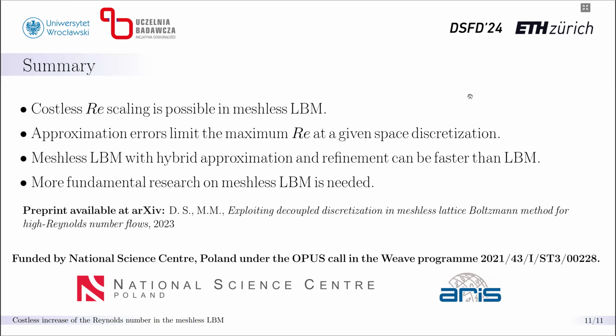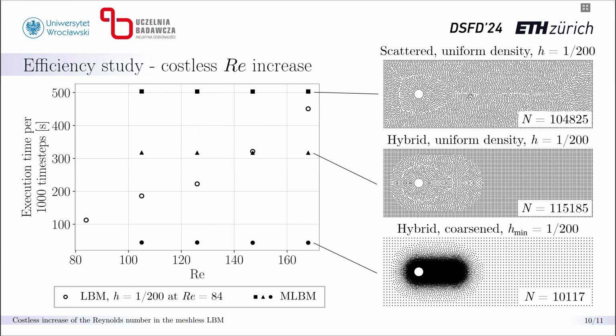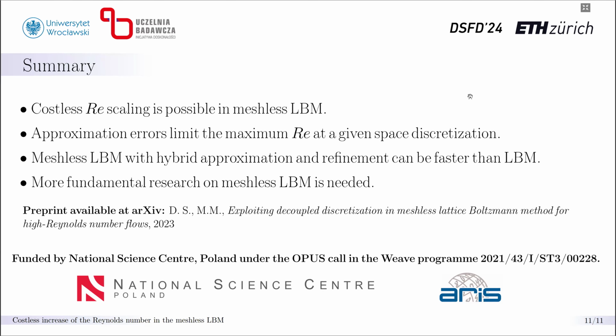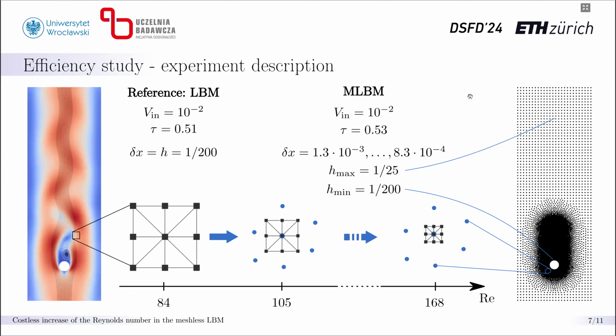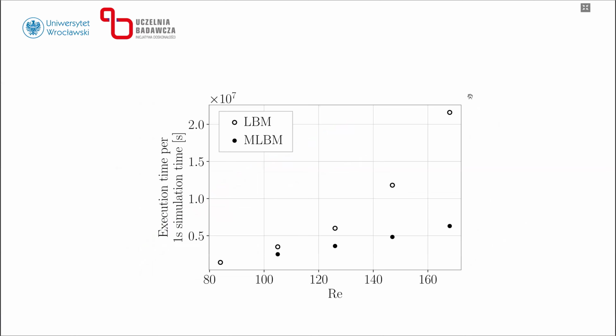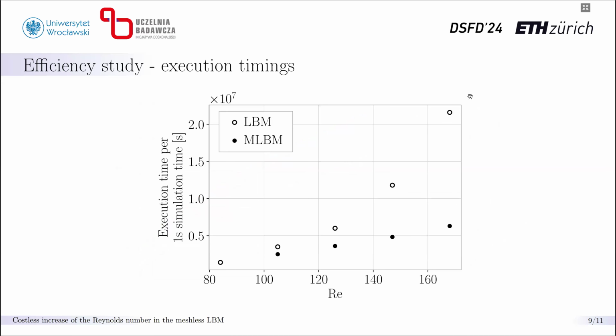So in the previous slide, you reported the performance comparison for execution time per 1,000 time steps. But if I understood correctly, you have to change the time step in your methods to get to higher lattice numbers. So I'm wondering how this graph would look if you would look at the execution time per physical time. Oh, this would look like this. So this is execution time per 1 second of in-simulation time.